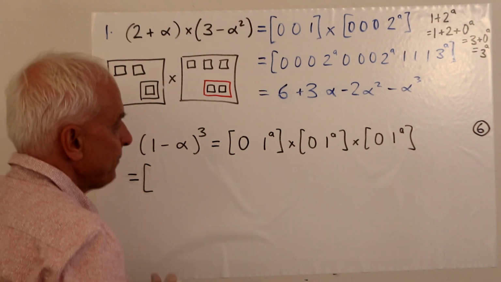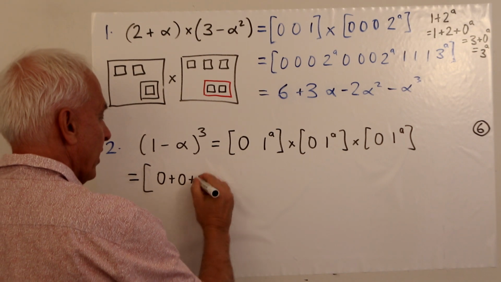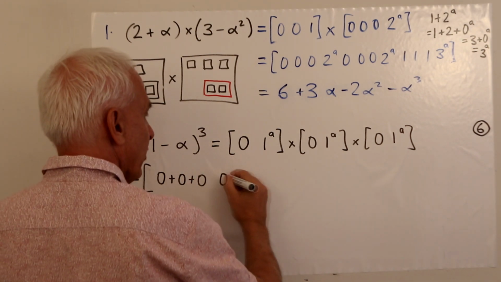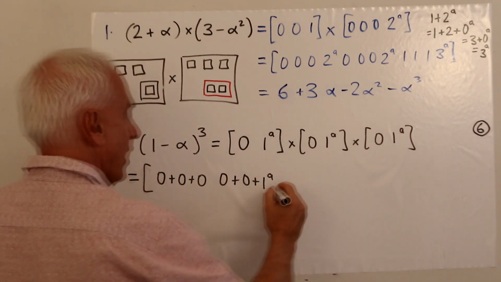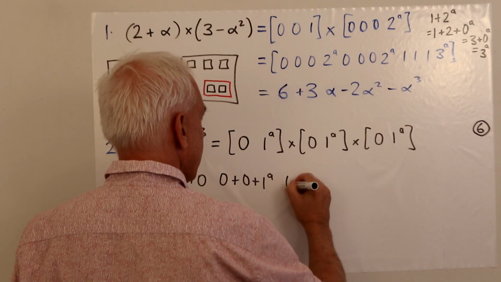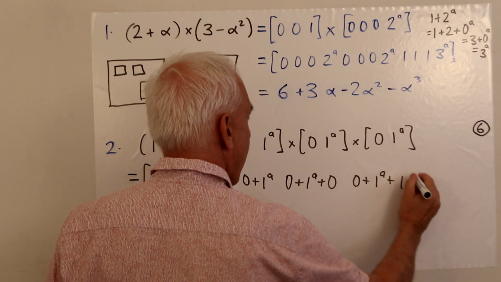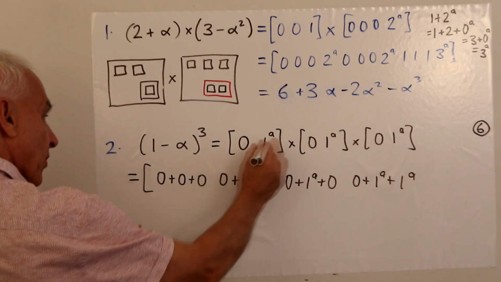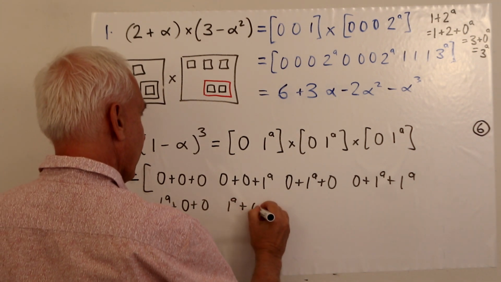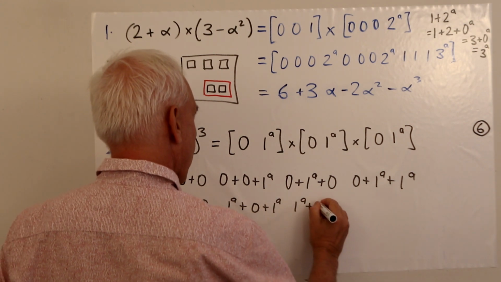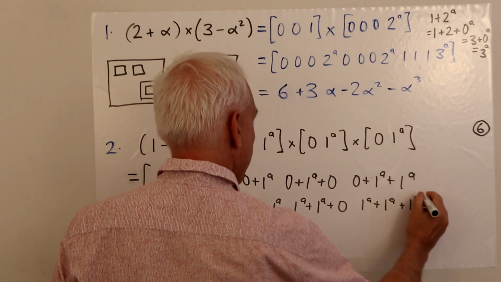Okay, so there'll be a 0 plus 0 plus 0, that'll be 1, and then there'll be a 0 plus 0 plus 1a, okay, and then there'll be a 0 plus 1a plus 0, there'll be a 0 plus 1a plus 1a, that's 4 of them. And then with the 1a, so 1a plus 0 plus 0, 1a plus 0 plus 1a, 1a plus 1a plus 0, and 1a plus 1a plus 1a.